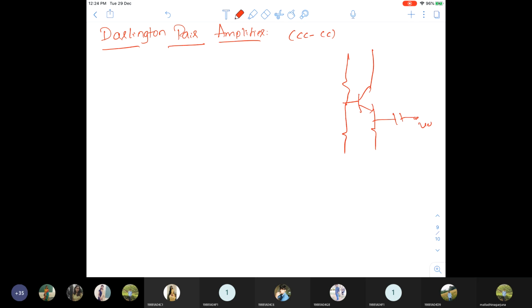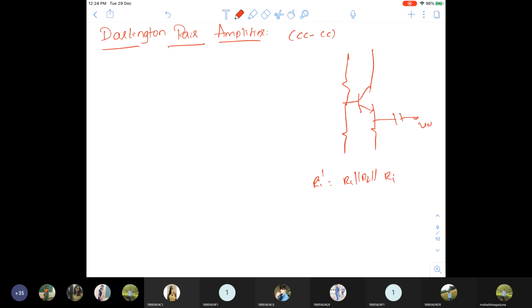Okay, so this is the one. If we take Ri dash, it is nothing but R1 parallel to R2 parallel to Ri, HIC or Ri. So what will be the value of Ri?